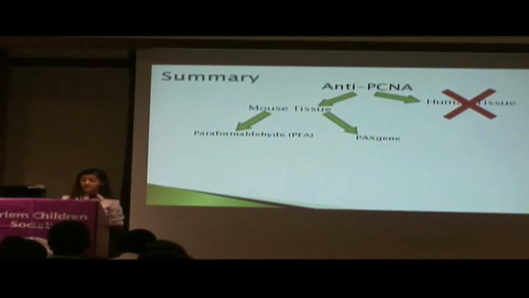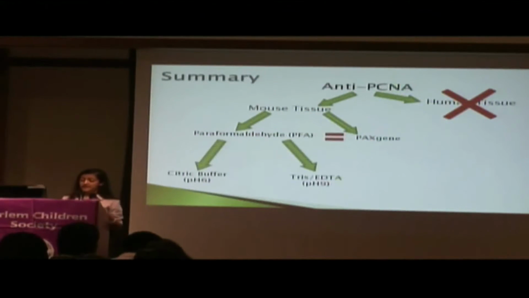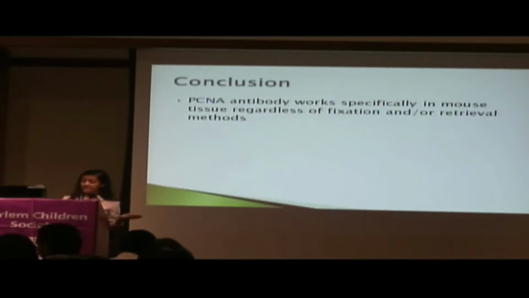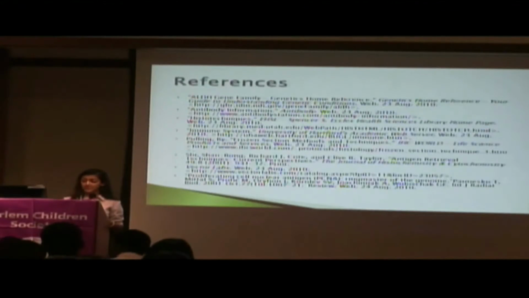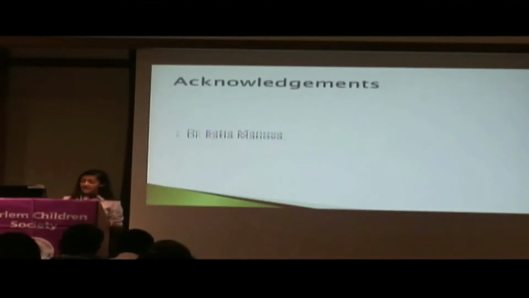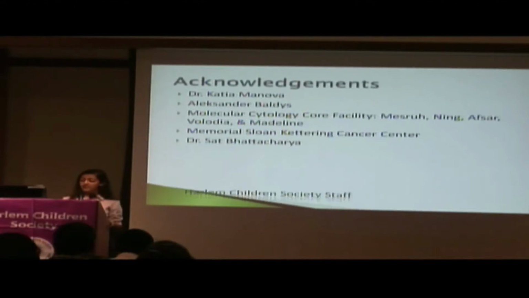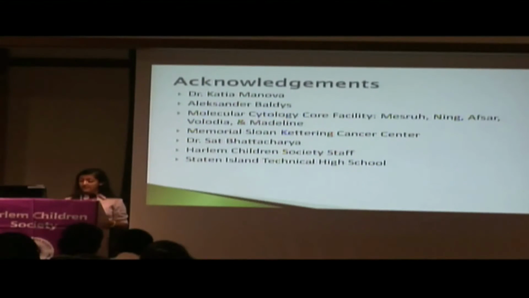So the summary is the anti-PCNA antibody, we tested in mouse and human tissue. It didn't work in human tissue. So in the mouse tissue, we tested paraformaldehyde and PAXgene, and it worked equally well in both. And since paraformaldehyde was a standard lab procedure, we decided to stick with that and test citric buffer and tris EDTA buffers, and it worked equally well in both of those. So we know that anti-PCNA will work in mouse tissue regardless of fixation or retrieval methods.